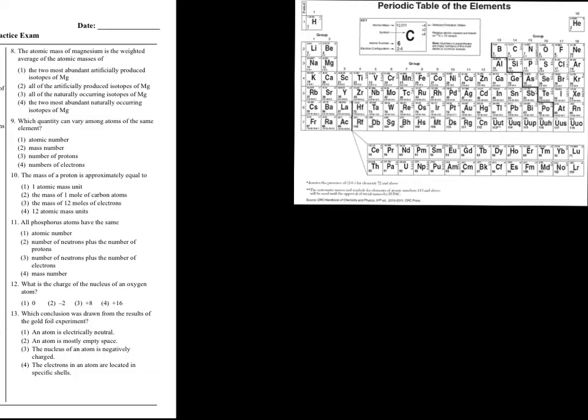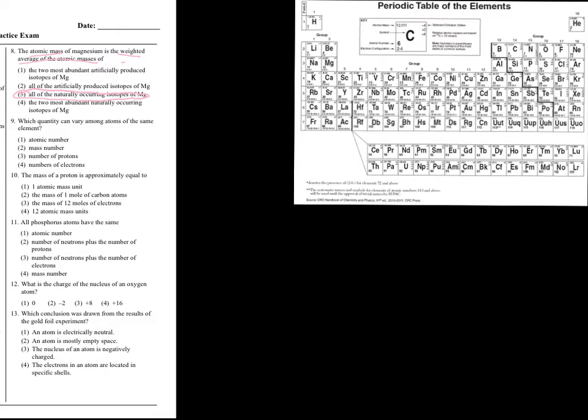Alright, number 8, the atomic mass of magnesium is the weighted average of the atomic masses of... So this is a basic definition kind of question, you just need to know. Average atomic mass has to deal with all of the naturally occurring isotopes. None of the artificial, man-made stuff. It's all naturally occurring, regardless of whether they're the most abundant or least abundant. It's all natural. Alright, next.